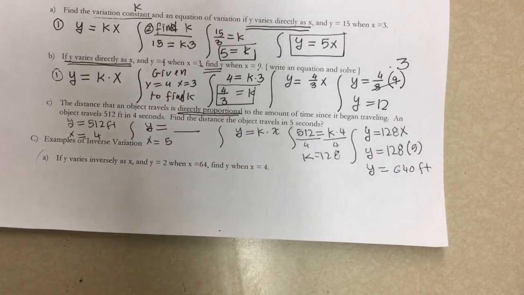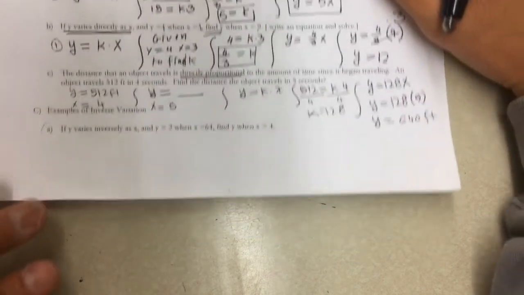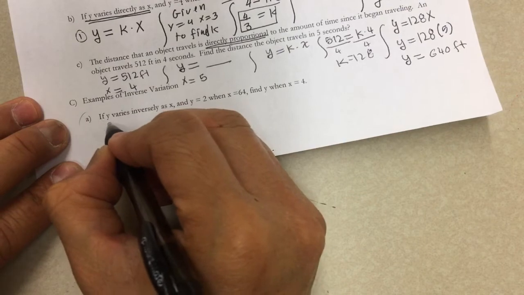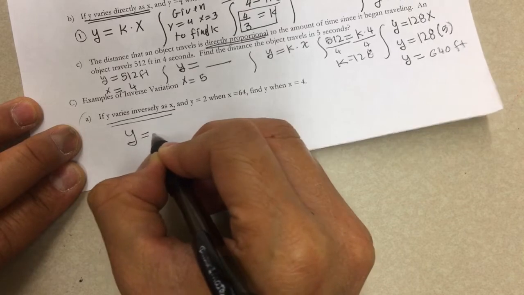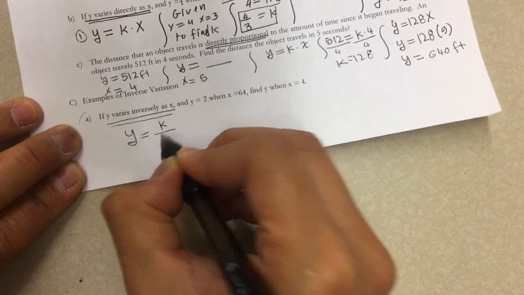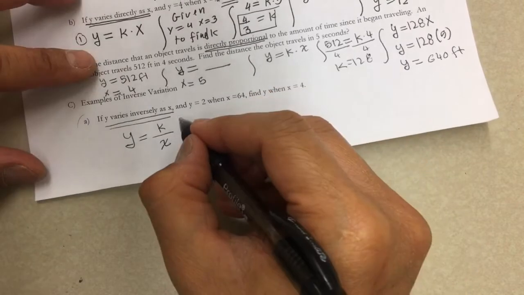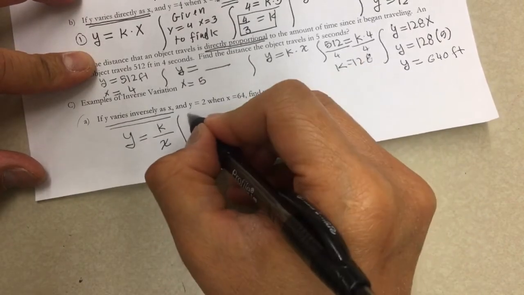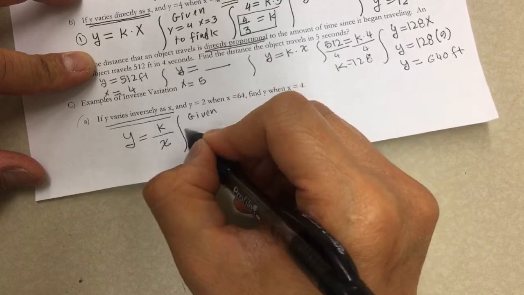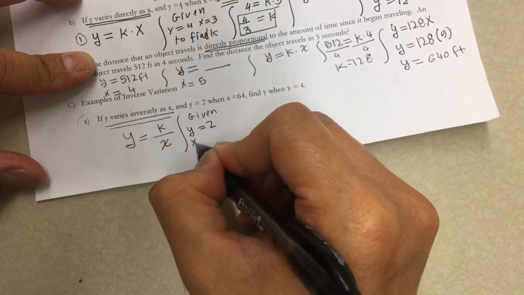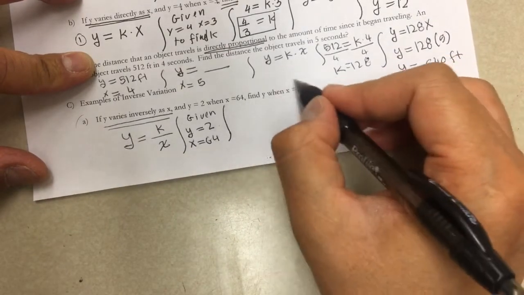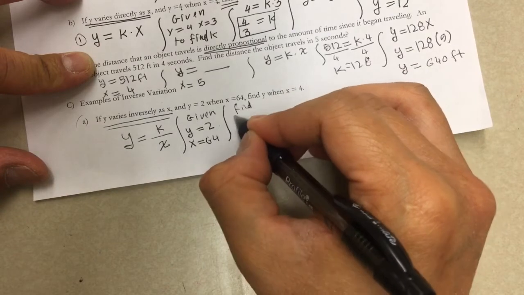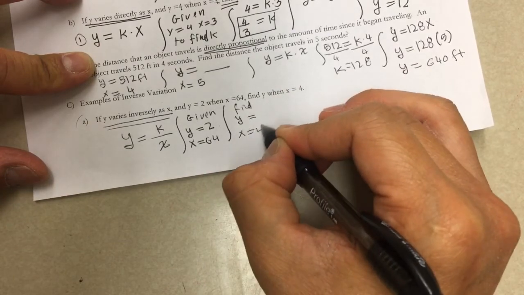Inverse variation. As one value goes up, the other value goes down. That's an example of inverse variation. So when you see the statement y varies inversely as x, first translate it into y equals k over x, because the value is inverse. And you will be given some information. So in this problem, we're given that y equals 2 and x equals 64. And they're also going to tell you to find something. So they want you to find y when x equals 4.